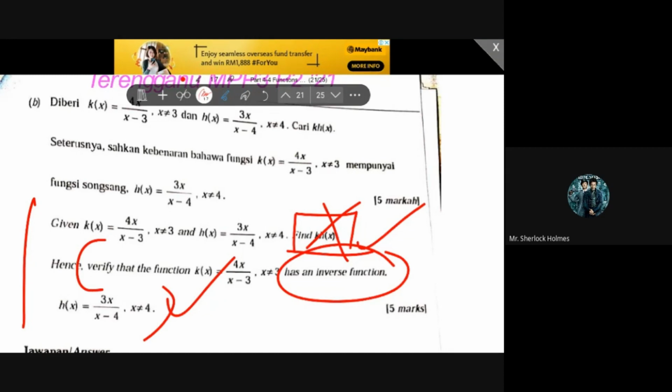Anyone got clue? Apa yang kita akan cari sekarang? Mula-mula kita cari KHX. So sekarang kita kena cari apa? Inverse of KX. Not what I want. Some more. Try some more. H inverse X. No, not inverse. Some more.